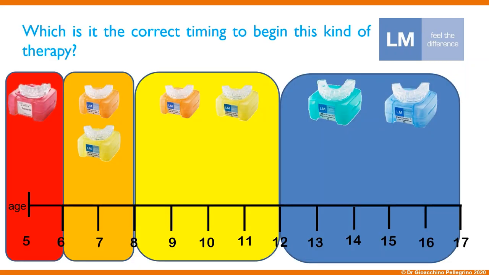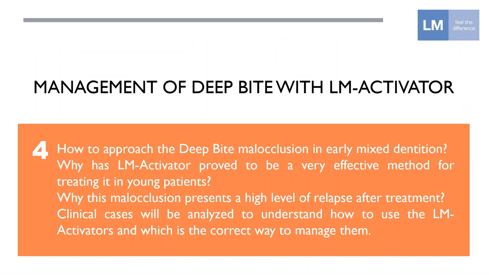But what is the correct time to start with this kind of therapy? And we saw that it's possible to start in different periods, knowing that we can obtain different sorts of results. The earlier we start, the better the result we will be able to reach. And in this table, you have a summary with the colors of the appliances.